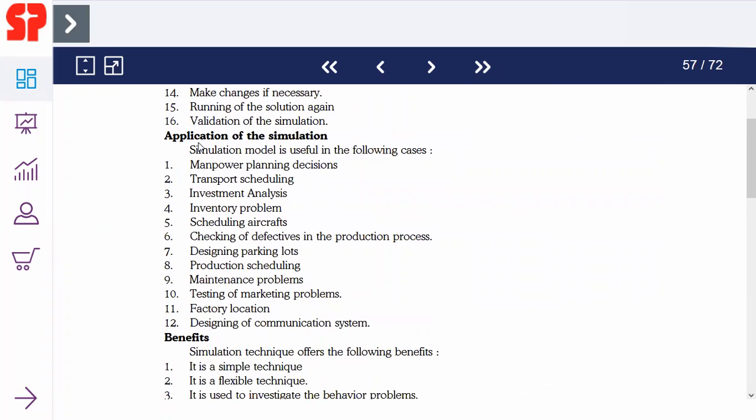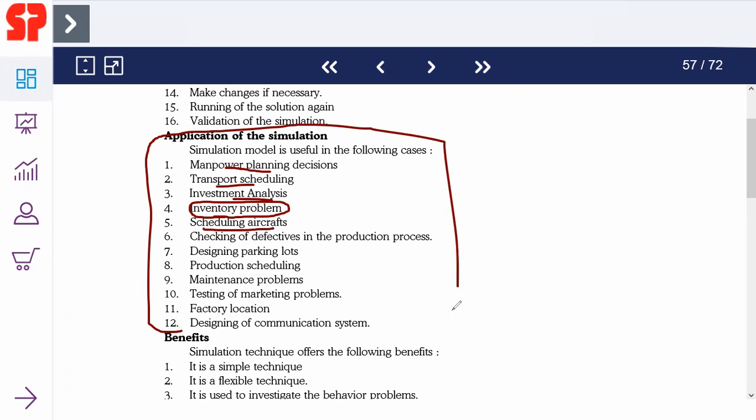So where can you apply simulation in business? We are dealing with financial management, so our simulation will be restricted to business problems like manpower planning, where you can apply simulation and solve these problems. Transportation problems, investment analysis, inventory problems, which are very important, demand supply pattern analysis, etc. You can do all of it using simulation. Scheduling aircrafts. These are all studied in detail in the operations research or quantitative techniques subject.